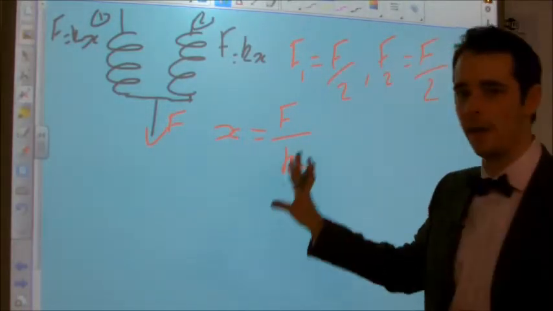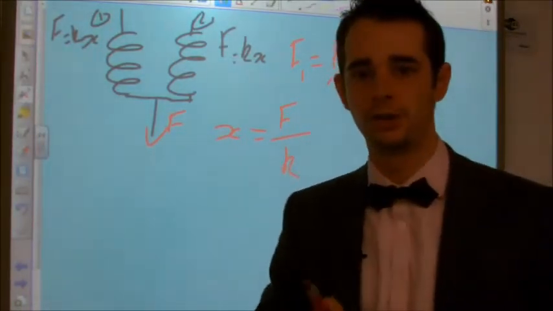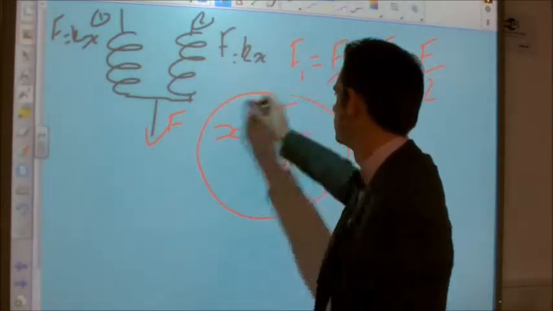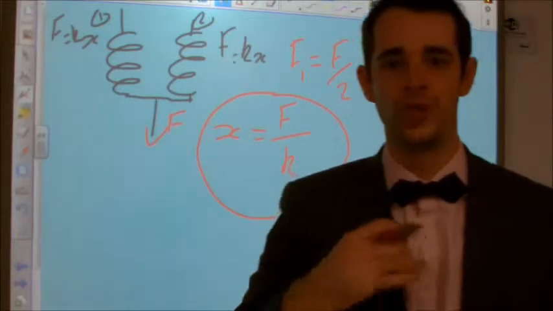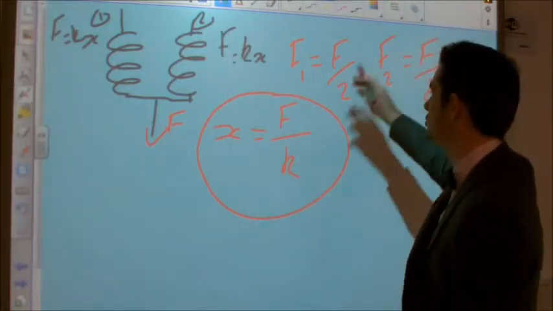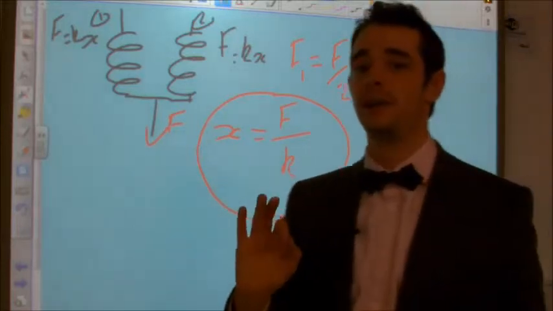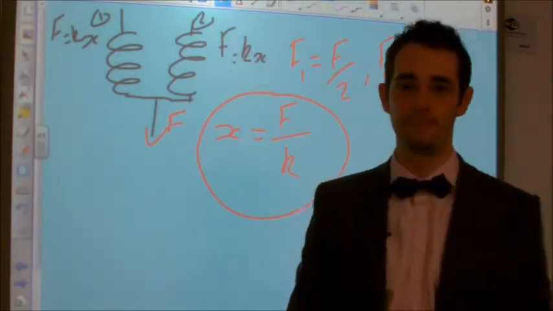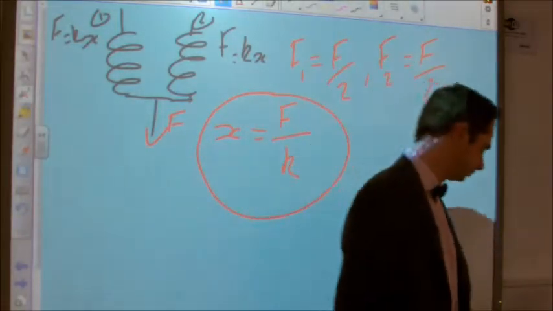Okay, if you haven't quite got that, pause the video again, stop, have a think about this relationship, and how you might be able to use that and the information that's already on the board to create a new formula for extension of the spring system. Pause the video, have a go at that.